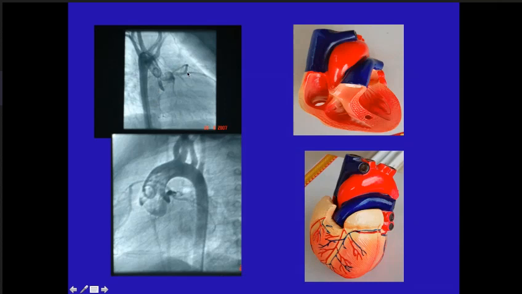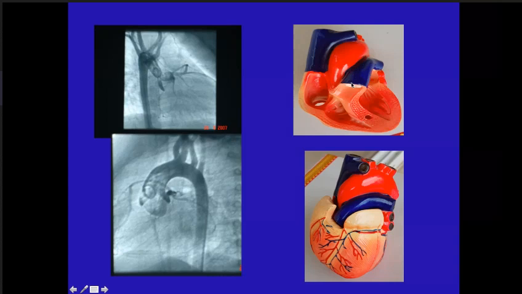Like this. It's coming. Now, can you see the corresponding specimen here? It's coming from the left coronary artery. If it was coming from the left coronary artery behind the RV outflow, it will have to be concave, like this, because this is a concave structure here. And this is a convex structure here.